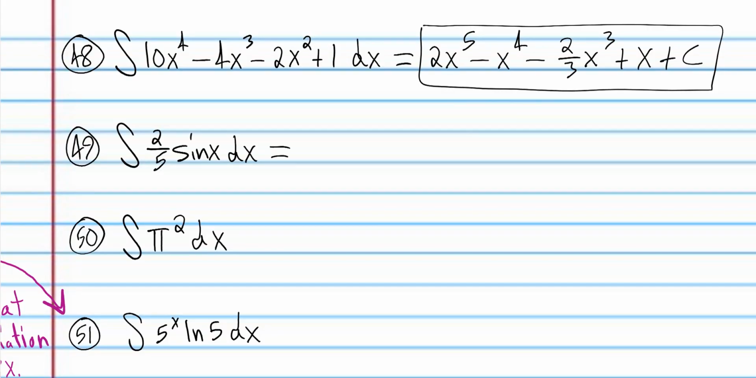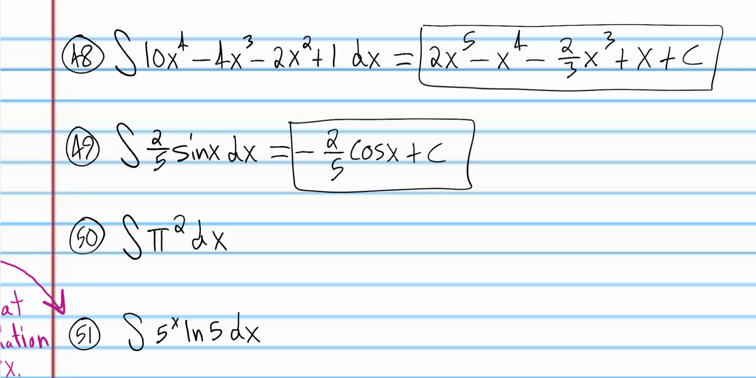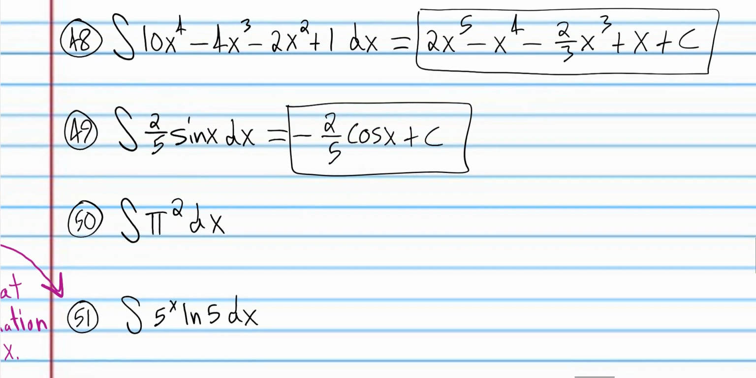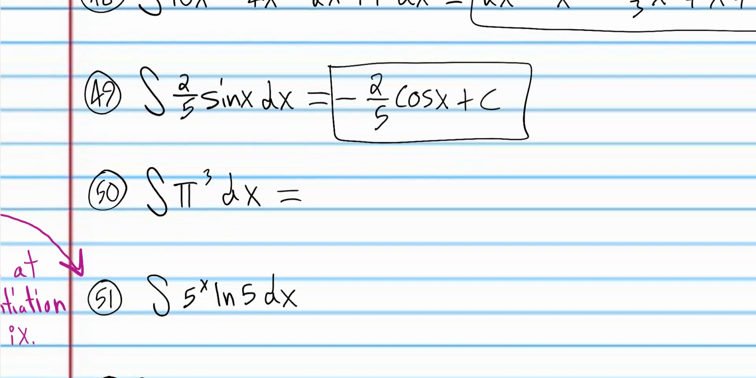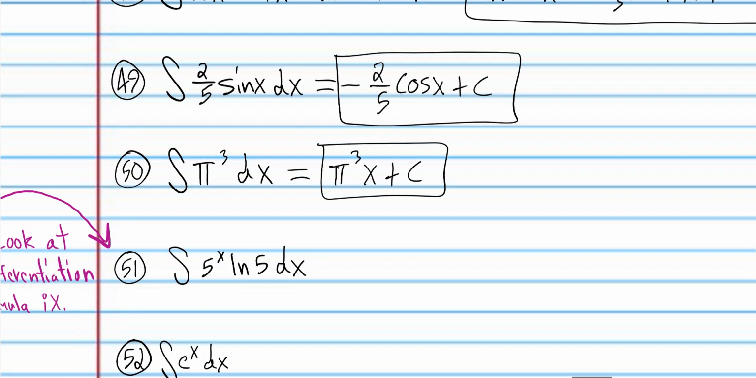Okay, we're back. So find the derivative of that and confirm that the derivative is this blue expression. So if you got that right, excellent. Go ahead and try number 50. Okay, we're back. So the antiderivative is pi cubed times x plus c. If you got that right, excellent. Again, pi is just a constant.